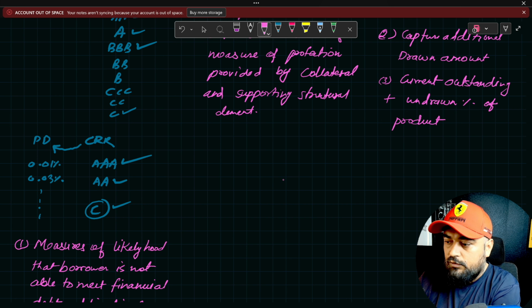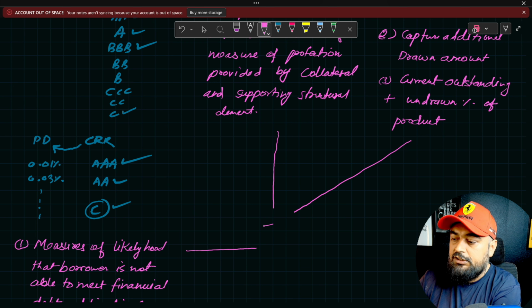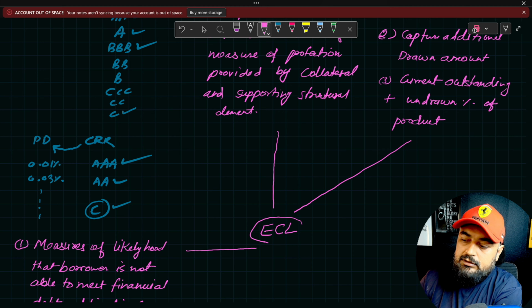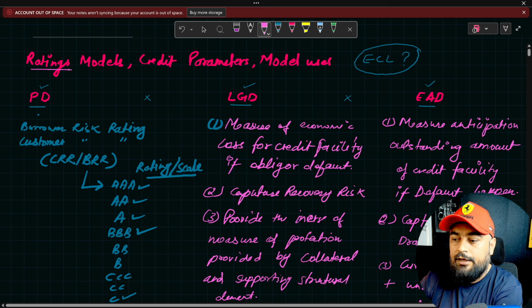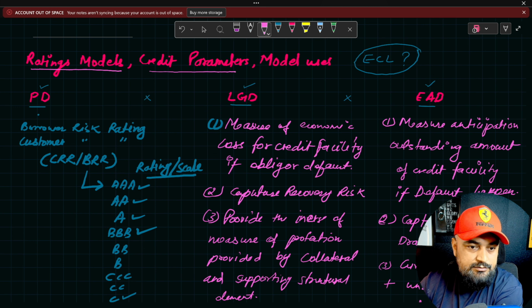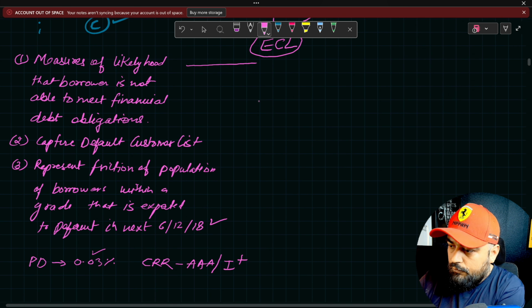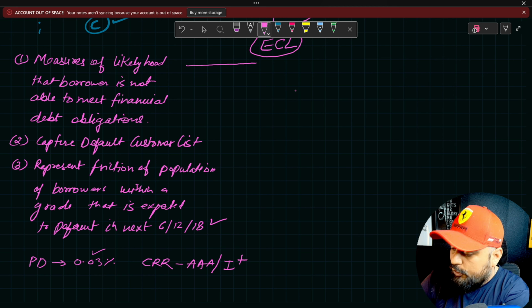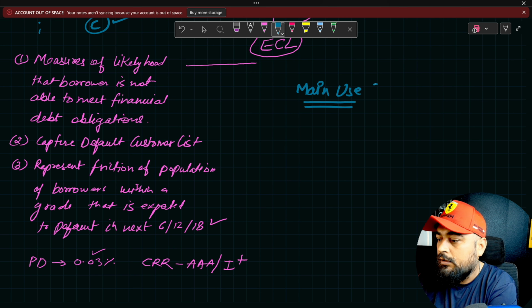Now, what is the purpose of the three of them? If I combine this, this, and this, it creates the ECL. Now, what is the use of these, right? As we started in the video, we have spoken about rating models, credit parameters. Now, what is the use of this? That is something we need to understand. So when a bank is calculating the three of them, there are many uses for that. But let me talk about the main use, why we calculate all these terms.